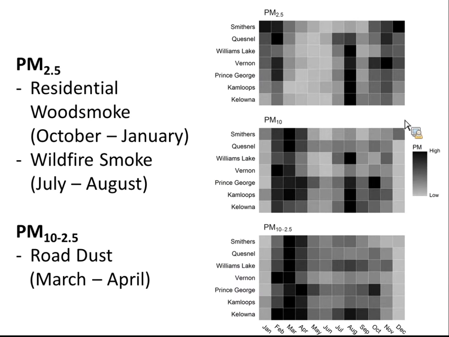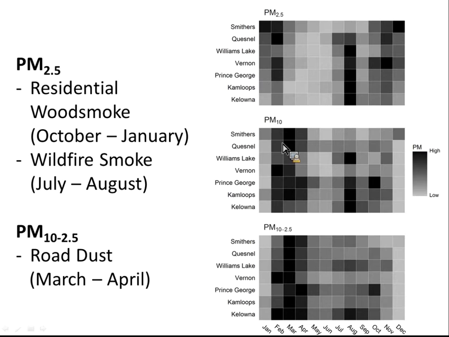This is a similar type of heat map to what you saw earlier, showing PM2.5 over the year for each of these communities or each of these local health areas in the analysis. In this case, we are starting in January and ending in December. You can see PM2.5 concentrations are generally higher November, December, January, February. That's going to be from your residential wood smoke. You can see they're generally highest in August. That's going to be the signal from your forest fires.